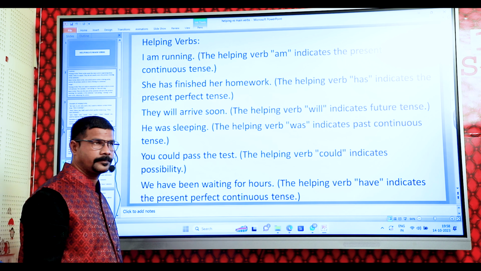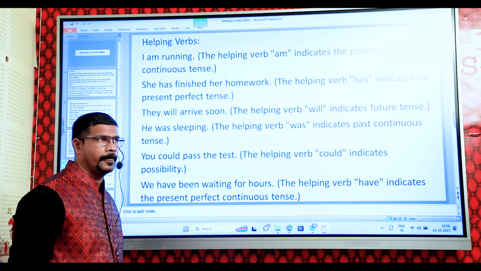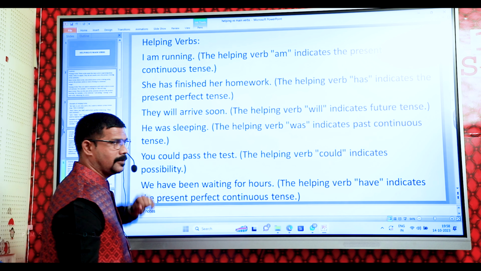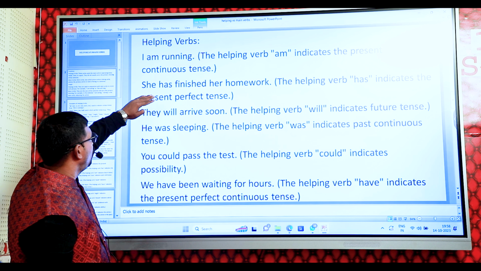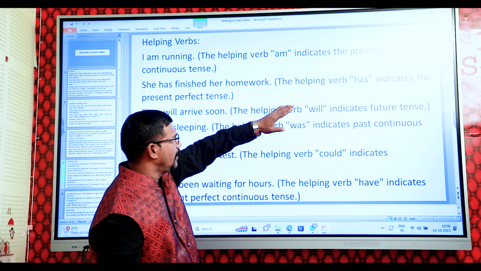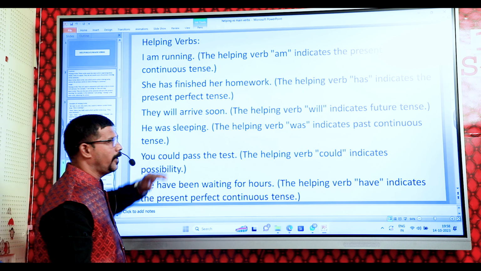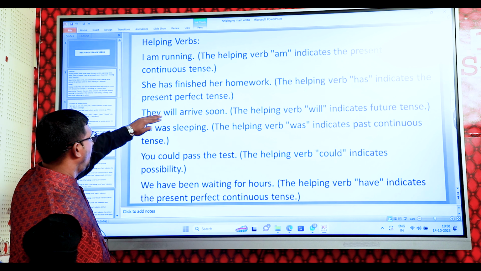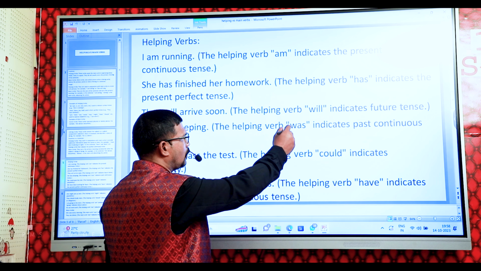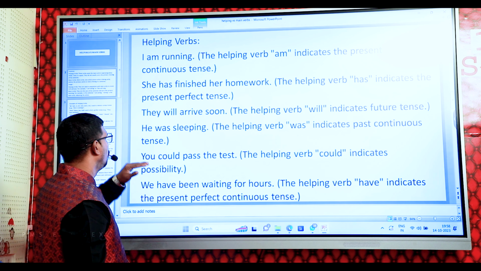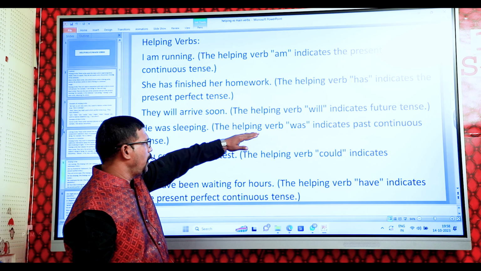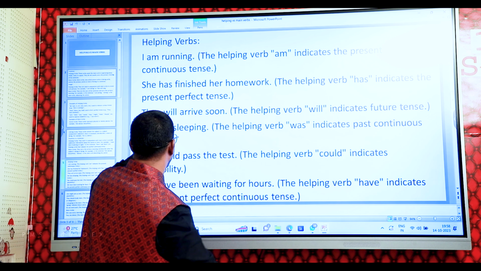Helping verbs. I'm running. The helping verb am indicates the present continuous tense. She has finished her homework. The helping verb has indicates the present perfect tense. They will arrive soon. The helping verb will indicates future tense. He was sleeping. The helping verb was indicates the past continuous tense.